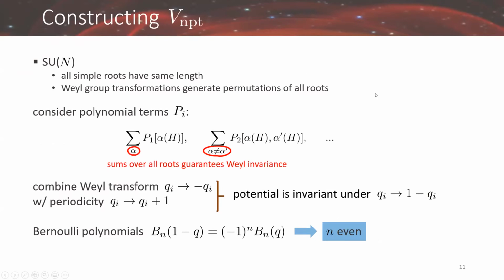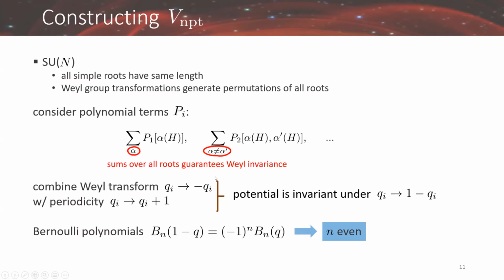All right, so for SU(N), for example, all the simple roots have the same length. So once you do these Weyl reflections, they generate permutations of all the roots. So if you want to construct terms that are invariant under the Weyl group, you have to sum over all the roots. And we're going to take polynomial terms here. Or you can also sum over pairs of roots and so on.